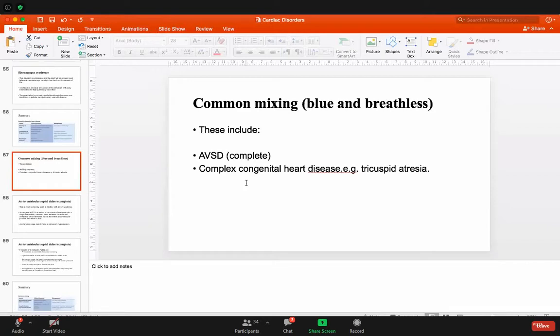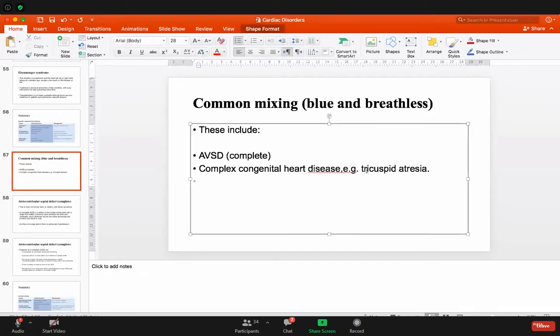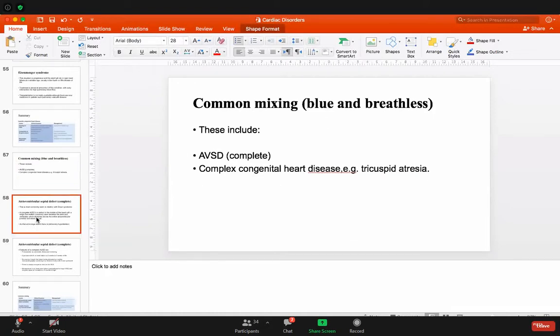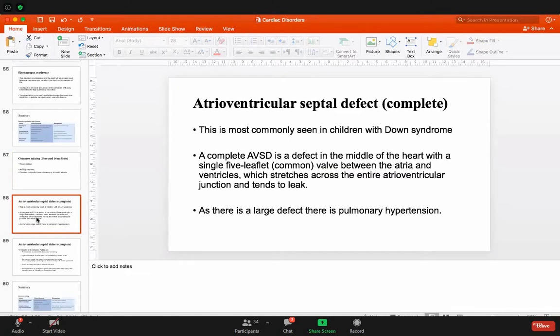تمام كمل. نجي للcommon mixing. هذا يا اما يكون AVSD أو something like tricuspid atresia. Don't worry about tricuspid atresia. We will not be discussing it. VSD most commonly seen in children with Down syndrome. Okay.